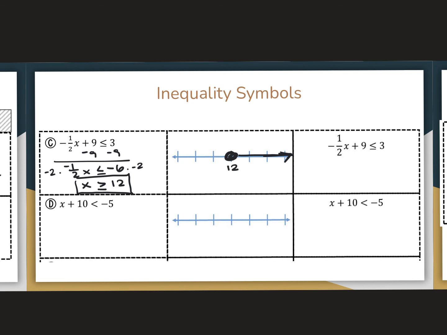All right. Then for the last one, I'm going to subtract 10 from both sides, and I get x is less than negative 15. So I'm going to have an open circle at negative 15, and I want those x values that are less than negative 15. So I'm going to shade to the left.